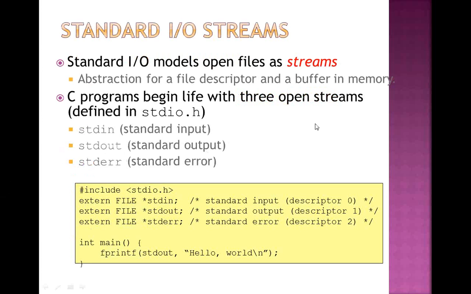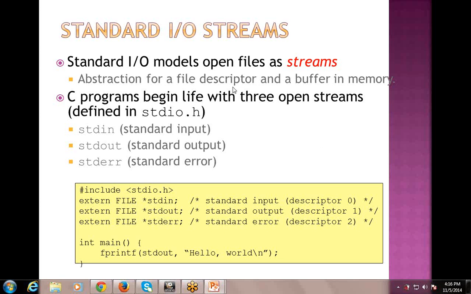Then we have discussed the standard input output streams, that is what a stream is and how it is available. Whenever we combine multiple files into one place, that is known as a stream. It is an abstraction for the file descriptor and a buffer in memory. So this is the memory location where all the data is available, that is known as the stream. A C program begins life with three open streams: stdin, stdout, and stderr. One is used for input, one for output, and one for error.